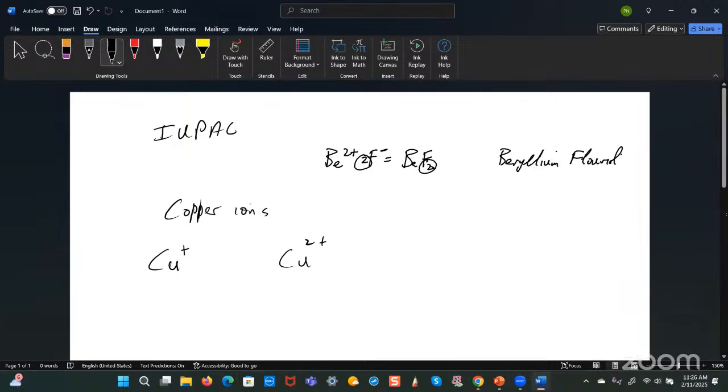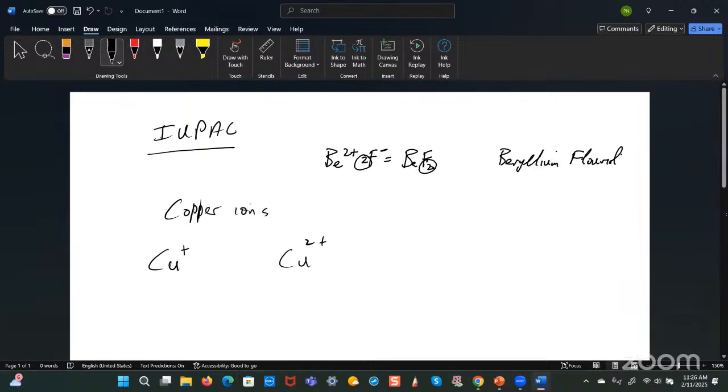Their sole focus and purpose is to come up with rules because, from time to time, new compounds are made or discovered, and then the rules that are in place would not be able to cover those compounds. So they have to go back and make up rules for accommodating those compounds. So all these rules that we're talking about are due to IUPAC, right?